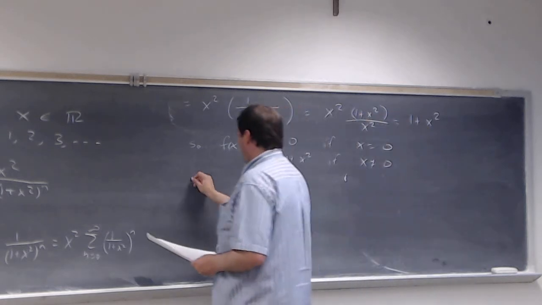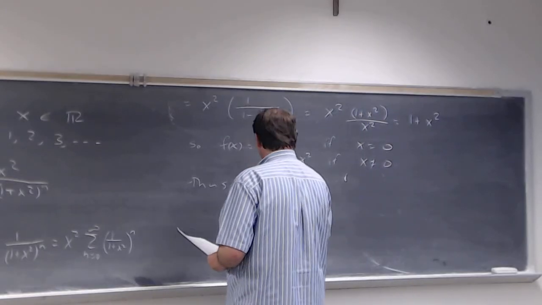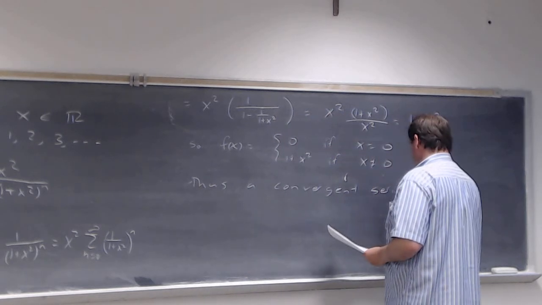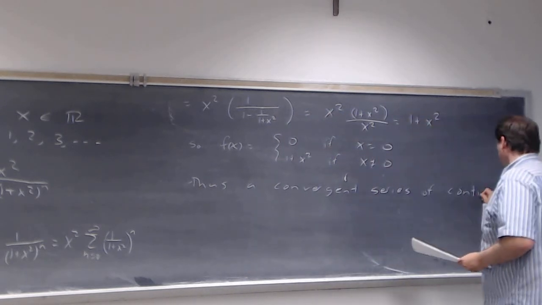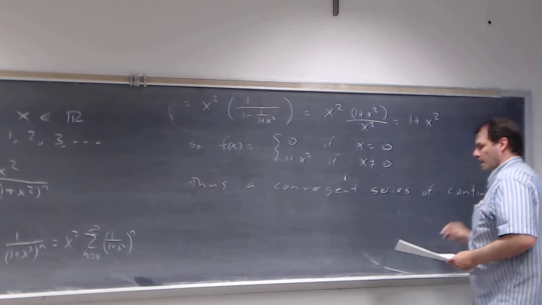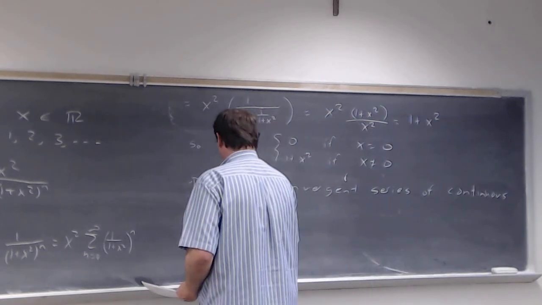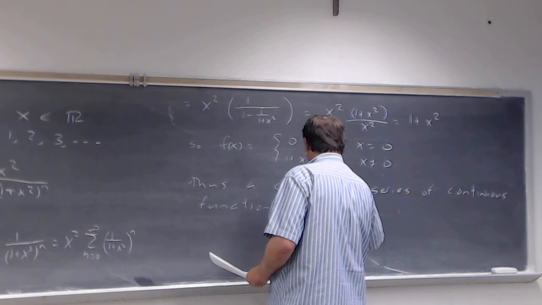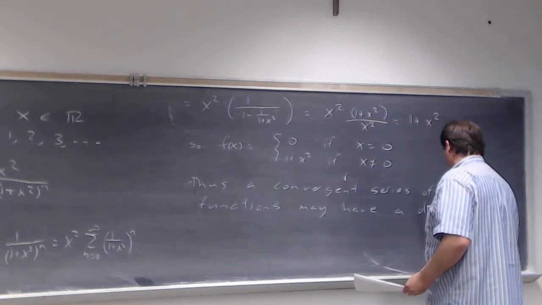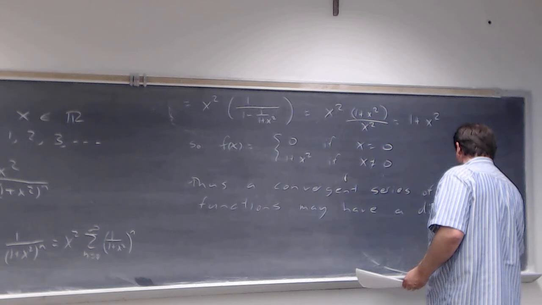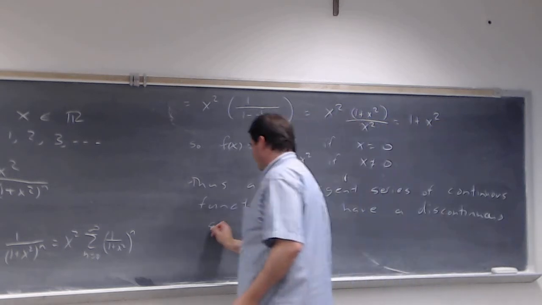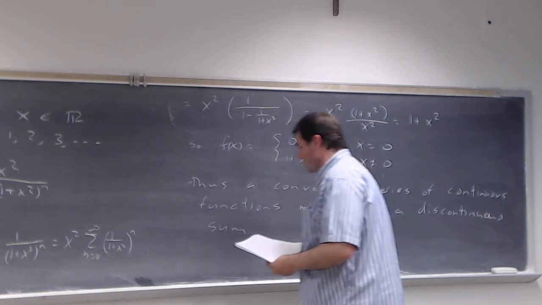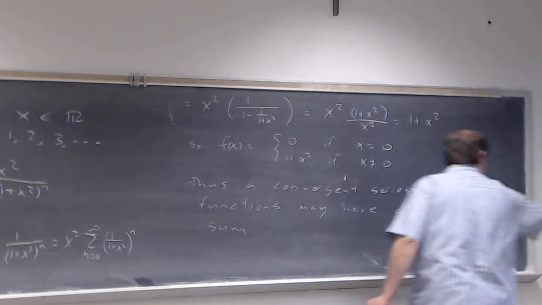And so what this is an example of tells us that a convergent series of continuous functions may have a discontinuous sum. That is, f of x was discontinuous at x equals 0. Wonderful.